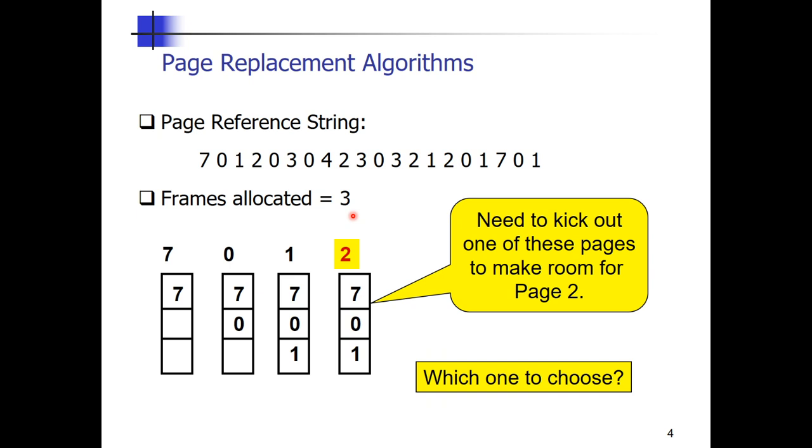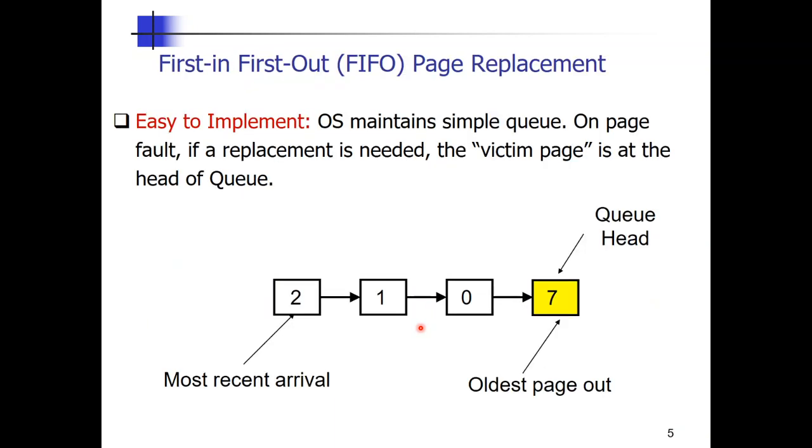So the question is, which one should we throw out? Should we throw out 7 because it was used way too long ago? Should we throw out 1 because it was used just now? So what should we base this on? We need a systematic approach to throw a page out, or a page replacement algorithm. So I hope it is clear that we need some sort of a systematic approach to do this.